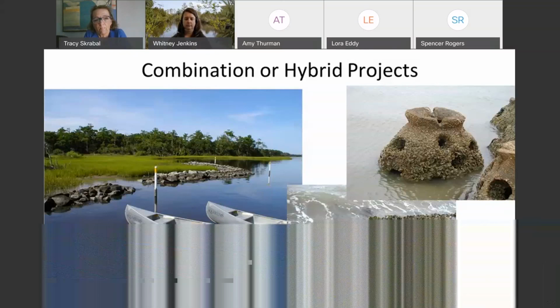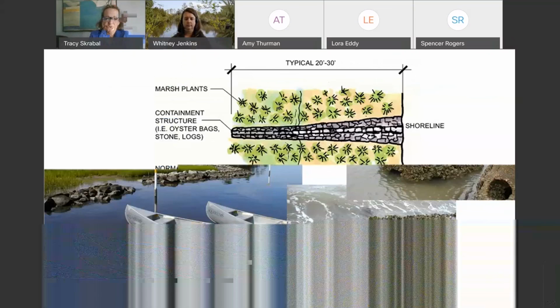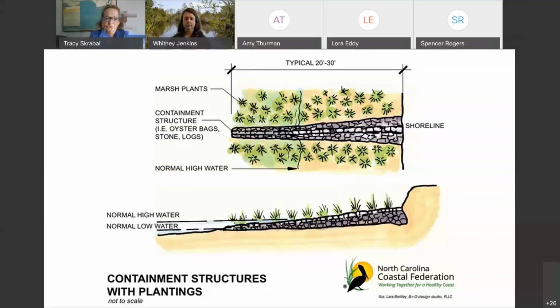But we get into these higher energy conditions and we have lots of options. I'm going to show you just a few. So again, under the category of, I doubt you'll see many of these in North Carolina, but I'm going to just show you. These are actually, you would know these, I think, as very short groins. This is used a fair amount. I'll show you a project here in a minute in the Chesapeake Bay in the upper reaches of many of those creeks where they've lost a great deal of their marshes to boat wake erosion.